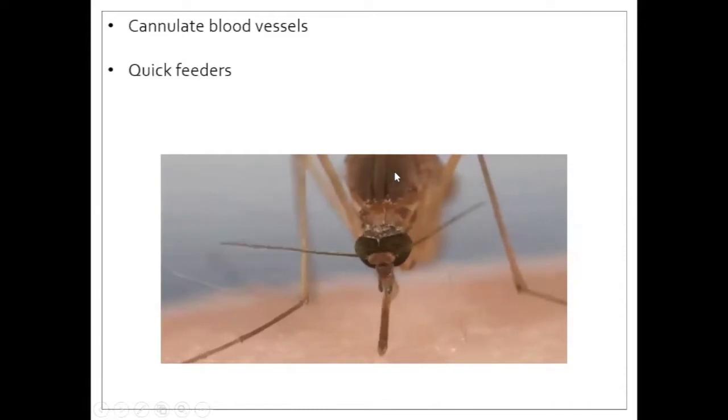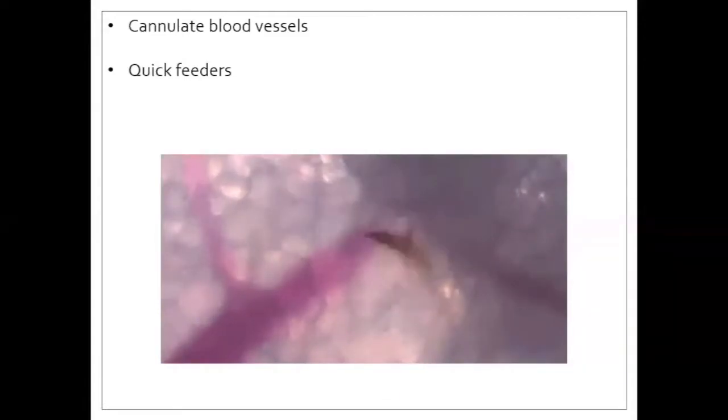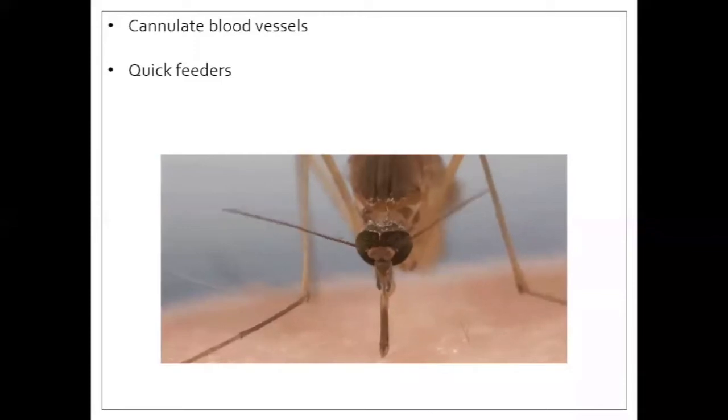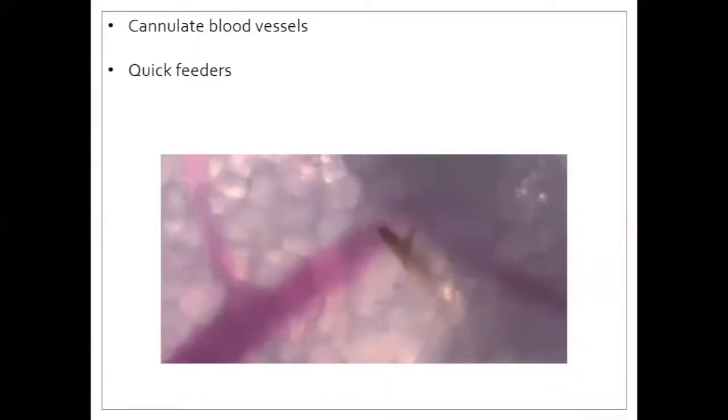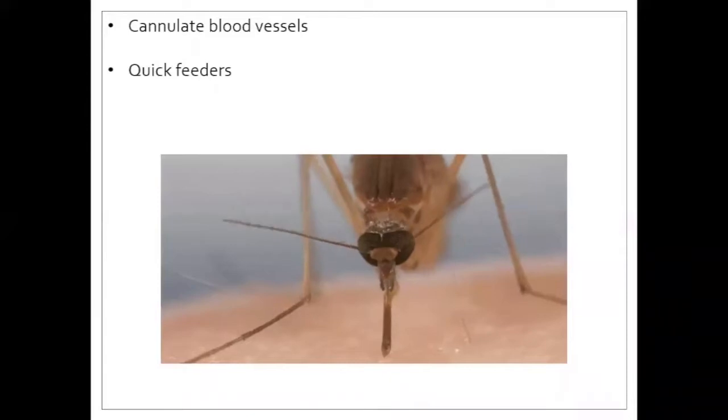So mosquitoes are very careful feeders. They're actually looking to cannulate blood vessels. This is very different than some other blood feeders like ticks. They're quick, they're gonna feed in about minutes.